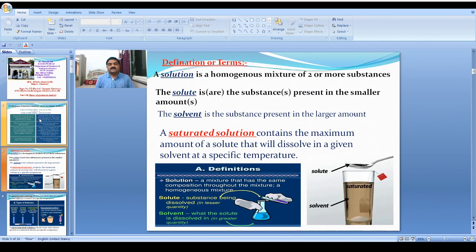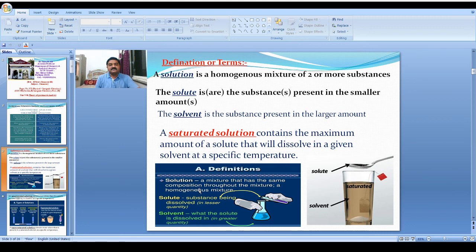Now the definitions or terms. Whenever we study gravimetric analysis, we need to know the definitions of solution, solute, and solvent. A solution is a homogeneous mixture of two or more substances. The solute is the substance present in smaller amount, and the solvent is the substance present in the larger amount. It can be explained diagrammatically.